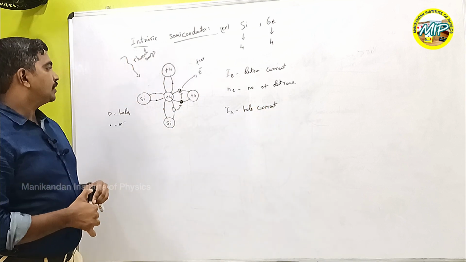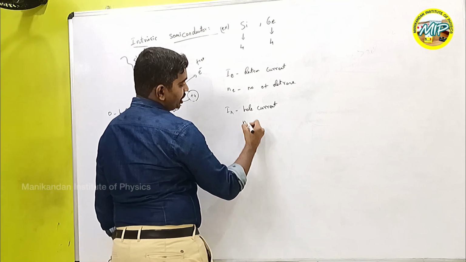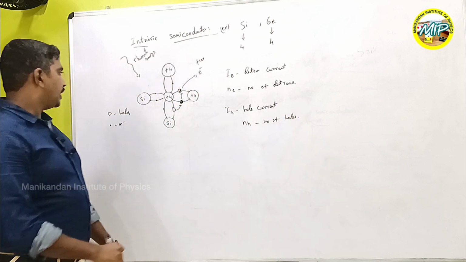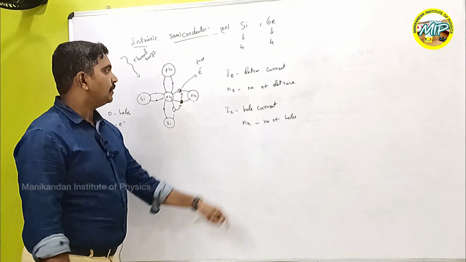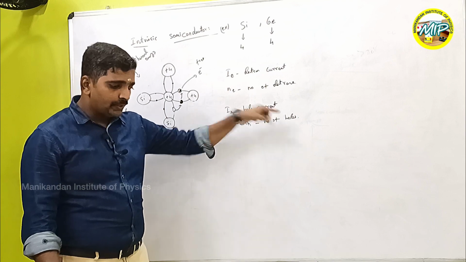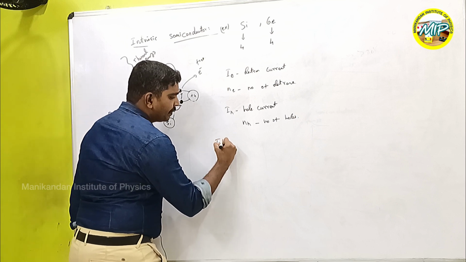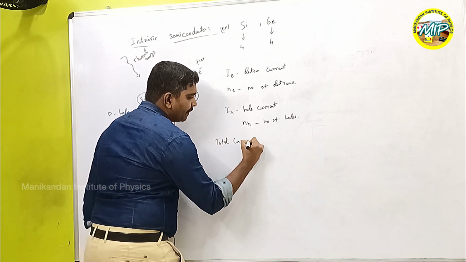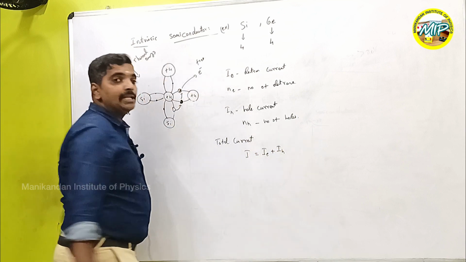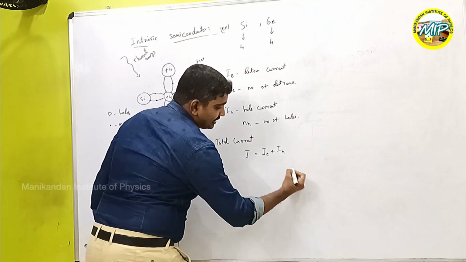The number of holes in this case is going to be NH, the number of holes. So one current is produced by the motion of the electron and one current is produced by the motion of the hole. This is called electron current and this is called hole current. If I say the total current, I equals IE plus IH.